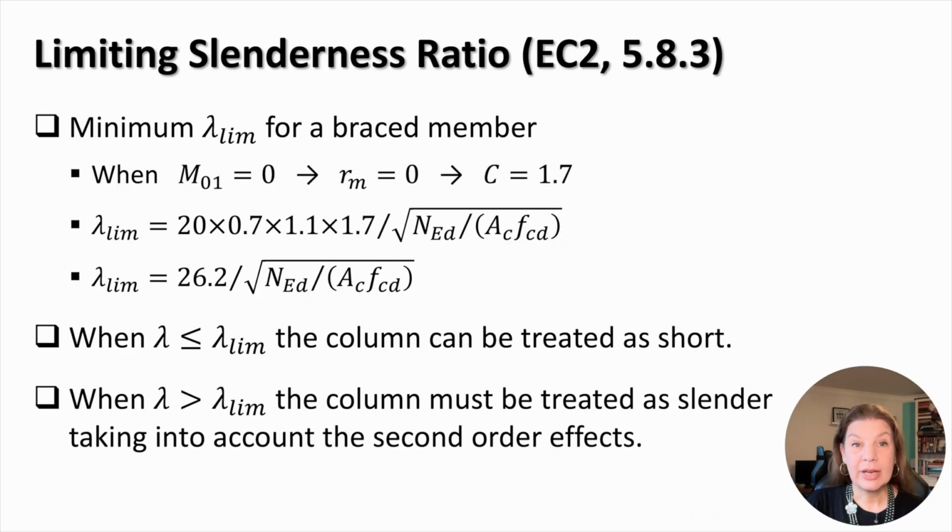The upper limit for slenderness ratios of an unbraced member is at its minimum when one end moment equals 0, making Rm equal 0 and C equal to 1.7. In this case, the minimum value of the upper limit for slenderness ratio equals 26.2 divided by the square root of the parameter N. When the slenderness ratio is smaller than its upper limit, the column can be treated as short. Otherwise, the column must be treated as slender, and we must take into account the second-order effects.